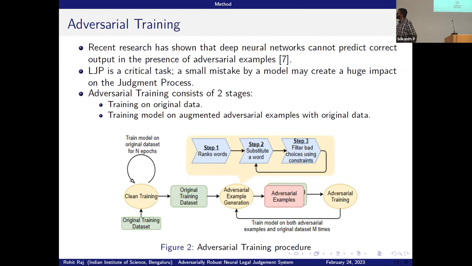Generating adversarial examples in the case of NLP is quite difficult because in the case of images, data is continuous, so a gradient-based mechanism may work in that case. But in NLP, data is discrete, so gradient-based methods may not work for generating adversarial examples. So there are three steps: first of all, we rank the words according to importance. Then we substitute, and I will explain all these steps later. And then we filter the bad words of our choice.